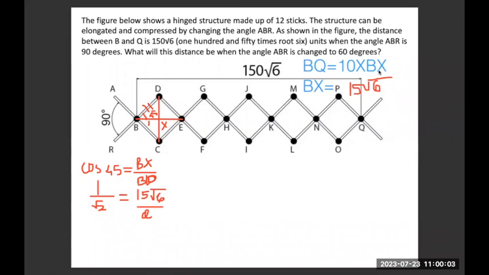Okay, fine. So that's why BX is 15√6. Here I have written the value of cos 45 is BX upon BD. Because I'm more interested in finding what is BD, which is this length. Because after that, when I change the angle, BD is going to remain constant.